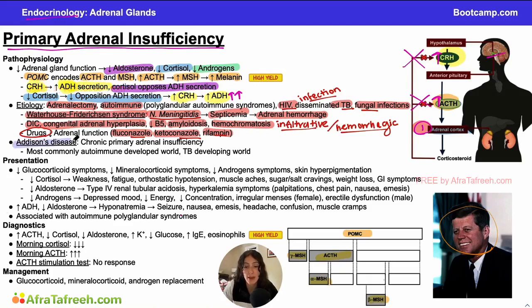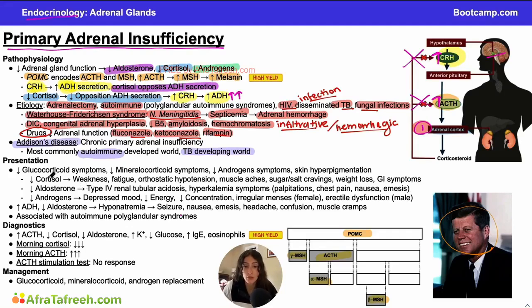Now, a note about Addison's disease. Addison's disease is a chronic form of primary adrenal insufficiency. You can also have more acute forms, but when it's more chronic, it's called Addison's disease. Addison's disease is most commonly due to autoimmune conditions in the developed world, but it is most commonly due to TB in the developing world. So it's good to keep in mind where your patient lives when you are answering questions about adrenal insufficiency on step 1.